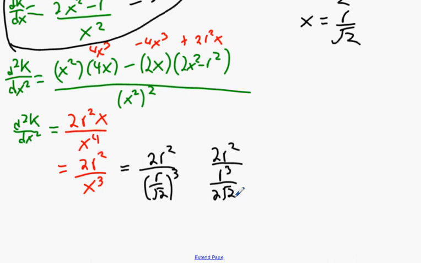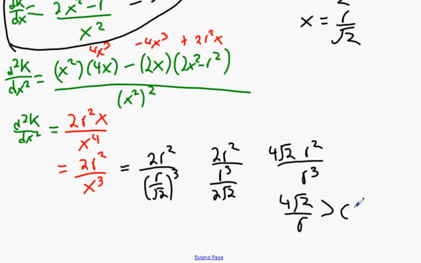Bring it up, turn it upside down. So we're going to get 4 root 2 r squared over r cubed, which is 4 root 2 all over r. That has to be greater than 0 because r is always bigger than 0. It's the radius of a circle. Is that alright?